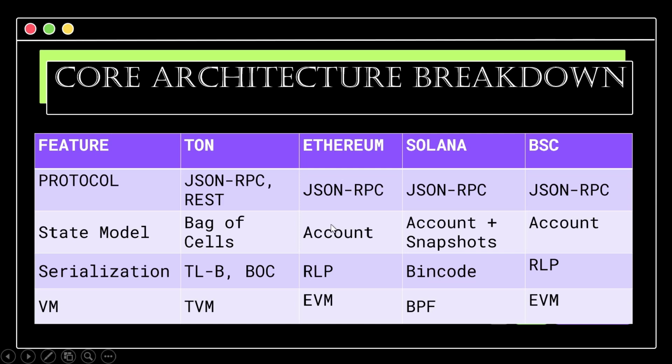Here we have the state models. Now, what are state models? They refer to how data and accounts are structured and stored on the blockchain. So this is the way that data is being stored on the blockchain.